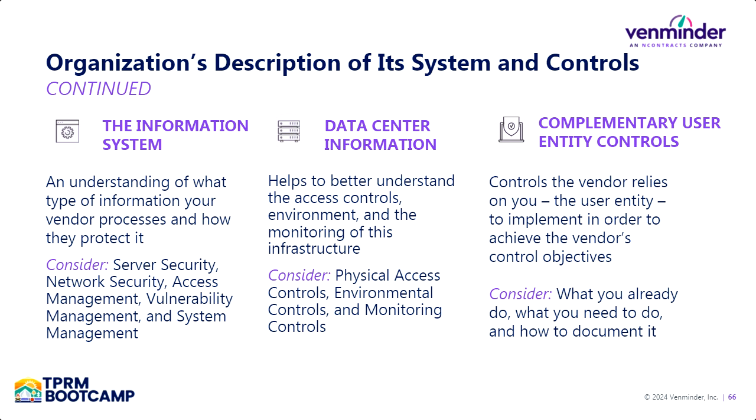Also within Section 3 is going to be that description of the vendor's system and any associated controls. Regardless of the SOC type, I'm always looking for controls surrounding the information system, the data center, and then complementary user entity controls. With the information system, you want to look at core infrastructure controls like server security, network management, system management, access management. For the data center, you want to understand, is it a server room? Do they use a subservice? If it's an internal or a vendor-owned data center, what are their physical access controls?